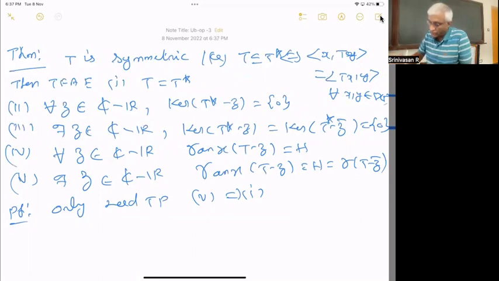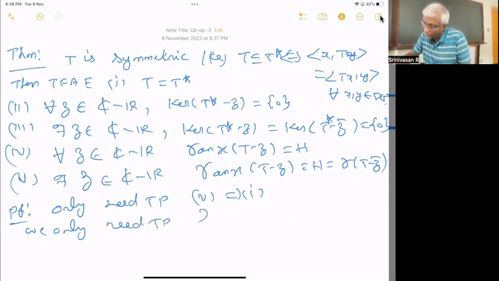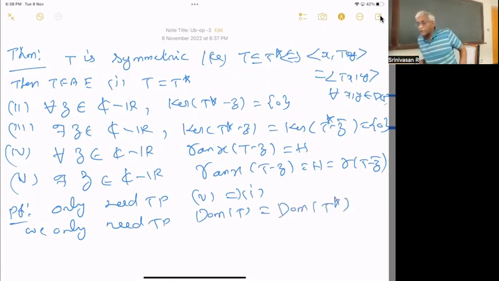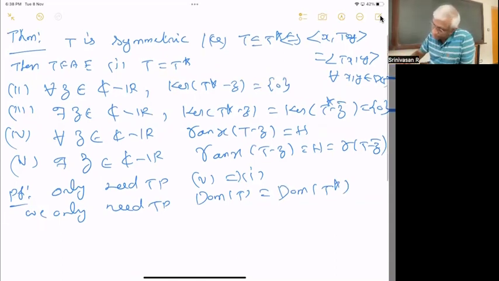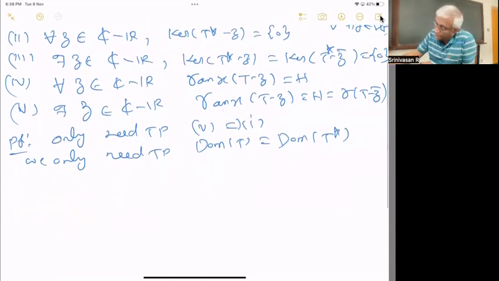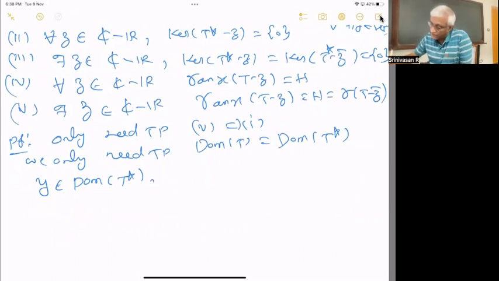So it is enough to prove that domain of T is equal to domain of T star. It's already a symmetric operator. We only need to prove the domain of T equals domain of T star. Okay. So let Y be in domain of T star. Then we have to prove that Y is in domain of T.